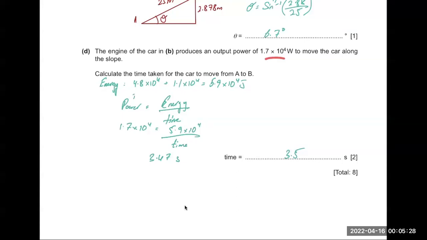The screen's stuck. Okay. Yes, it is stuck. Give me a second.